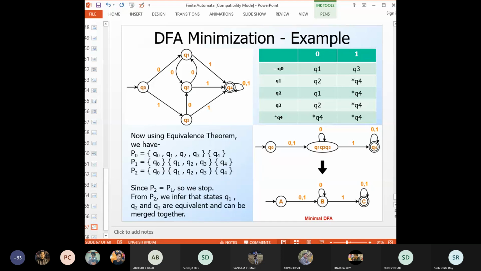So this final state machine on the left, is it an NFA or is it a DFA? And what language does it accept?